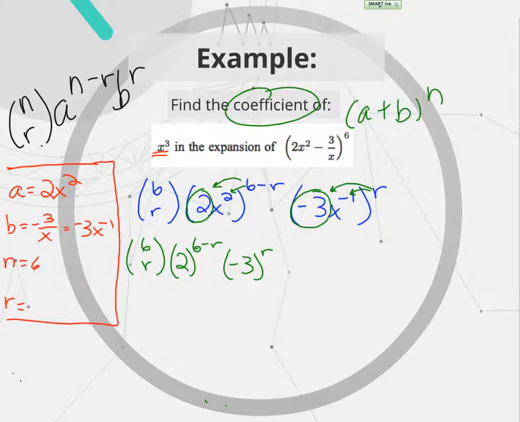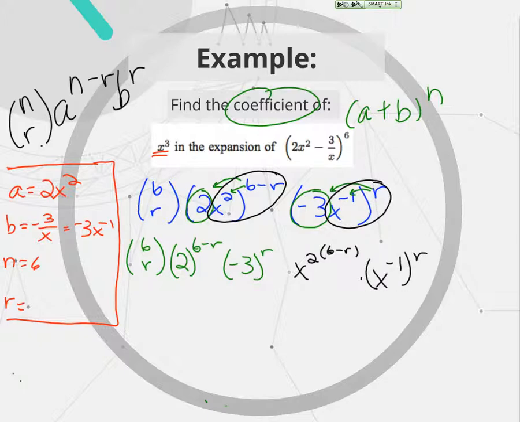Now I'm just going to put the variables to the back. So this is going to be a variable here. So that's going to be x squared to the 6 minus r power, and that's got a variable, so that's going to be x to the negative 1 to the r power. So coefficients in the front, variables in the back, just like normal. I mean, it looks super, super weird, but it is normal for us to put the coefficients in front.